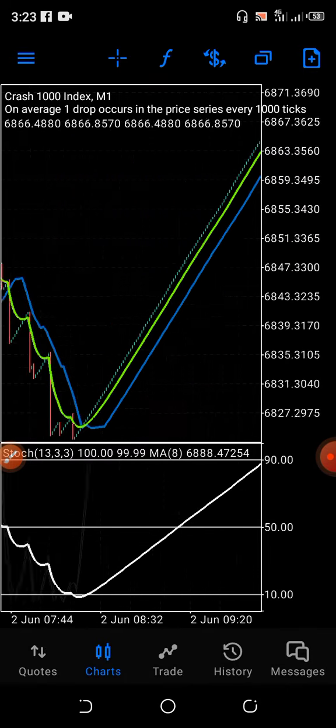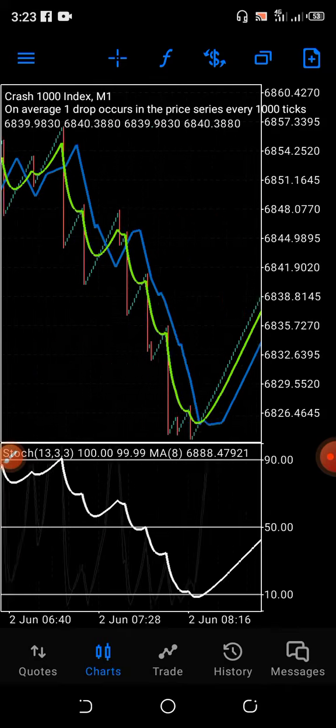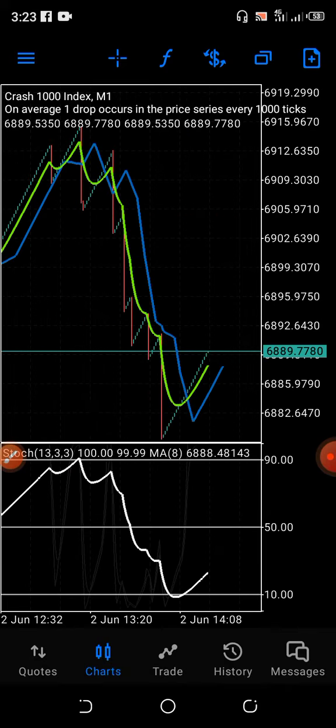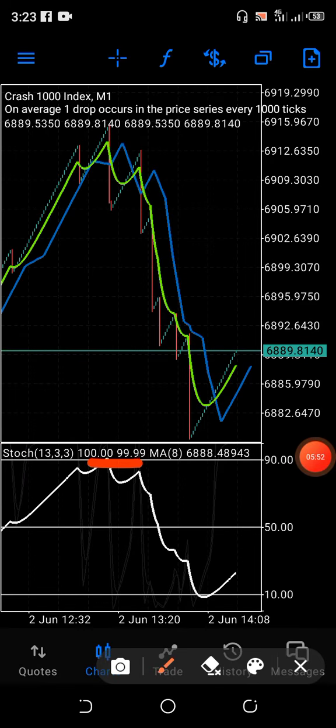Now let's do a little more backtesting. Look at this. I'm using the 1 minute time frame. How do you know whether you are doing scalping or this thing? Watch here and watch here.